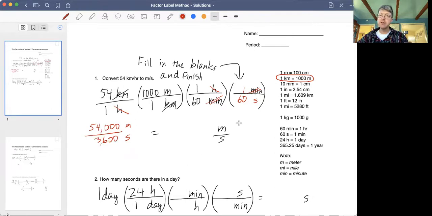Why do we divide by 60? Because it's on the bottom. So I got 15. Now, let's just double check and make sure that this comes out to 15 as well, just as a double check one time. All right, let's do this. 54,000 divided by 3,600 equals 15. All right, great. That's my answer.